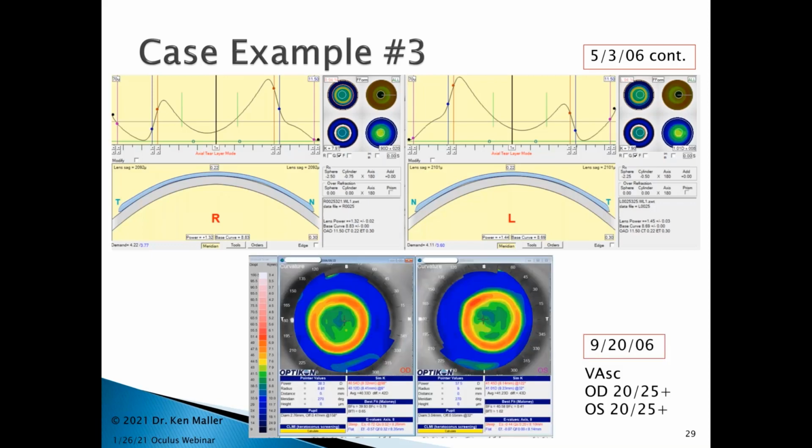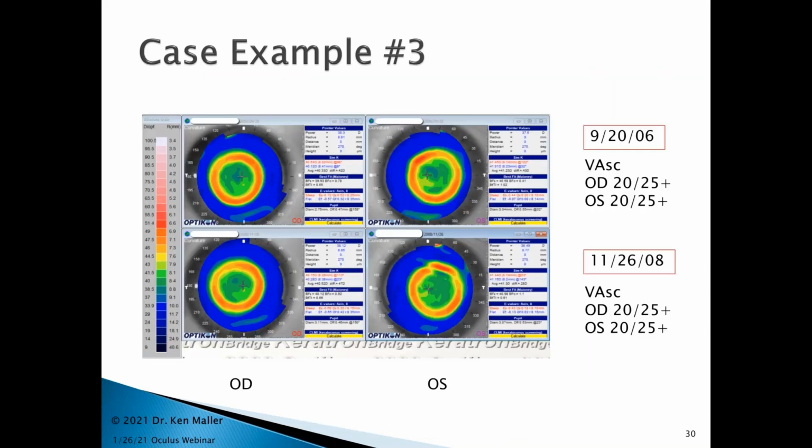I used the -2.50 and the -2.25 with the -0.75 and -0.50 diopter cylinder. And coming back a couple of months later, you can see here our uncorrected acuity was 20/25 plus in both eyes, and the maps look great. There's nothing really unusual about those. Those look fantastic, and she was thrilled with her results. So in 2006, that's the top maps over there. She was 20/25 plus. Two years later, she came back in.